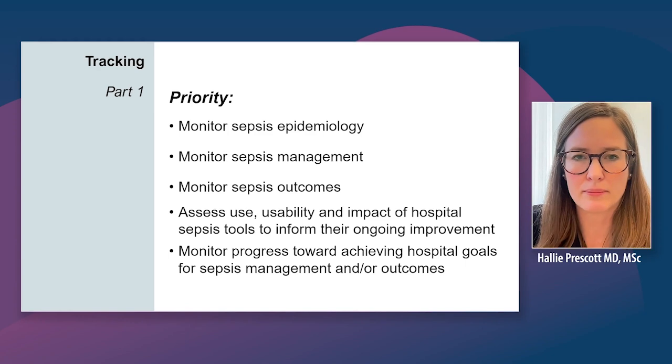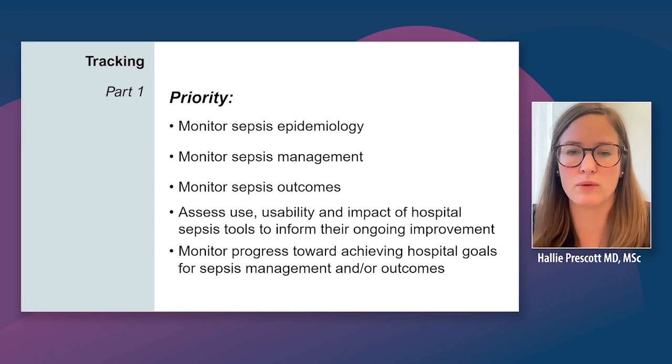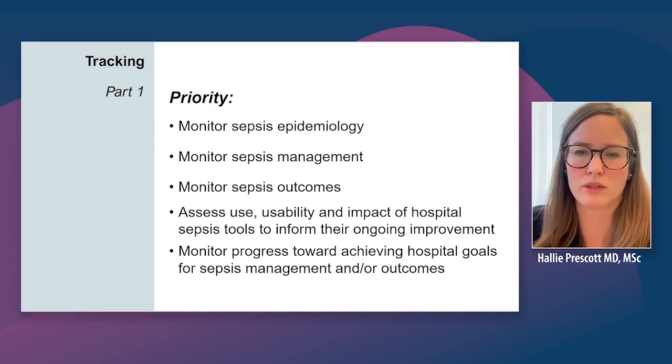So priority examples for tracking of sepsis, including monitoring of sepsis epidemiology. How many hospitalizations are you having for sepsis? How many people are coming in with community onset sepsis? And how many people are developing sepsis during the course of hospitalization?